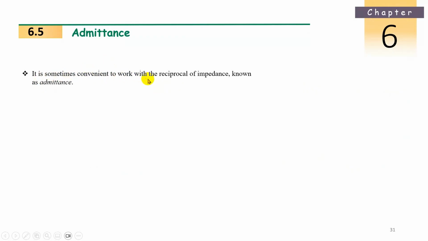Next, what is admittance? Then we'll go for the problems. It is sometimes convenient to work with the reciprocal of impedance. We know resistance R; what is the conductance? 1 by R, right? So admittance is the reciprocal of impedance, 1 by Z, but we will see how the equation changes. The inverse of the impedance is nothing but admittance.